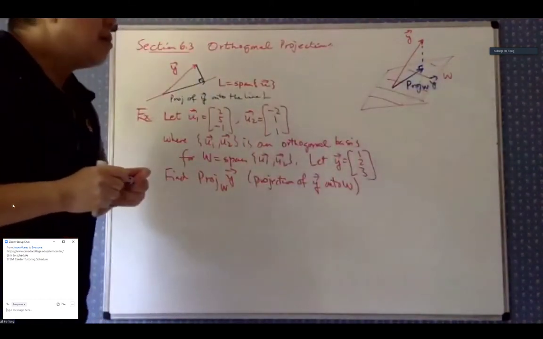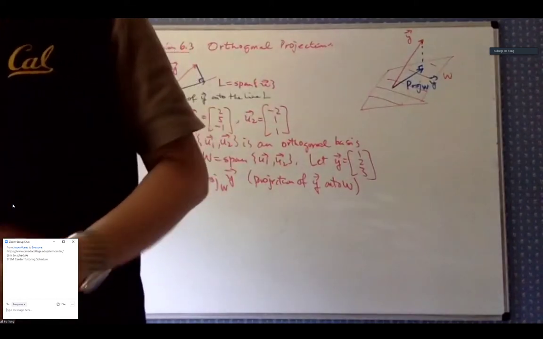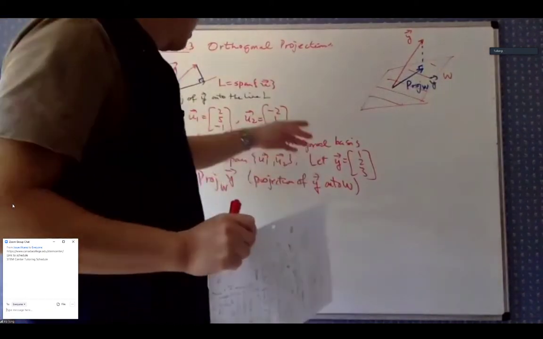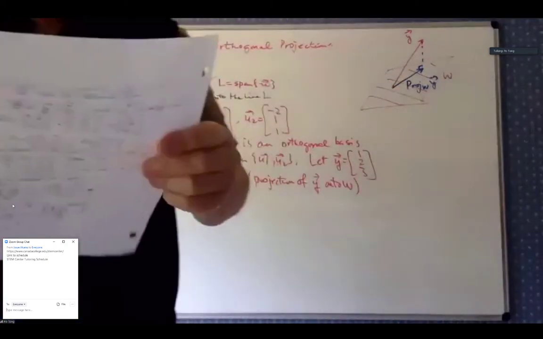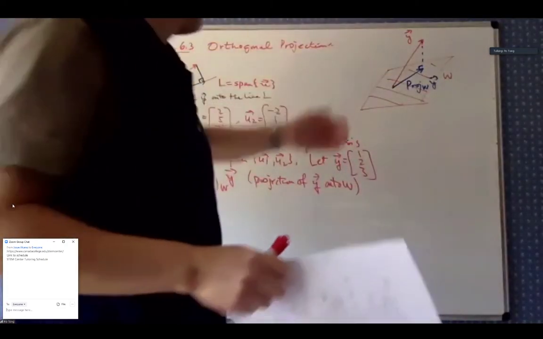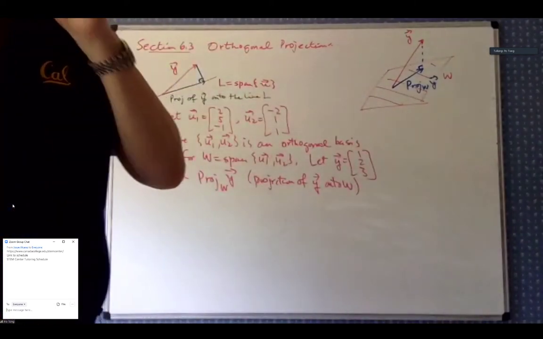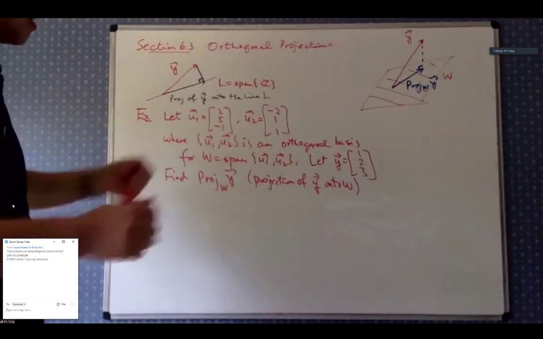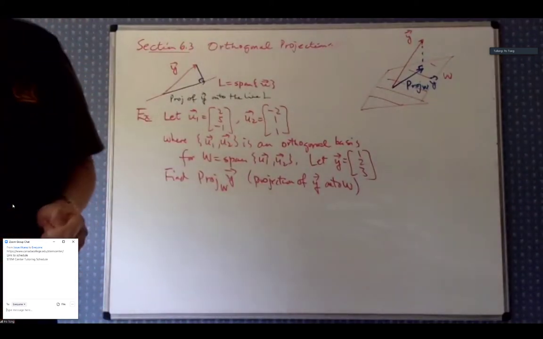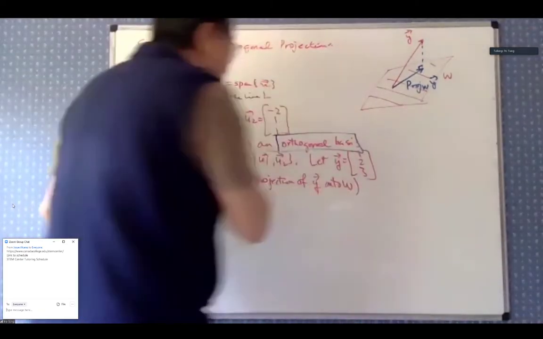And this works for higher dimensions also, not just a plane. In general, we are talking about W as a subspace. I'll talk about the general case a little bit more, but let's go through this example first. The technique we are going to use depends on the fact that this is an orthogonal basis.